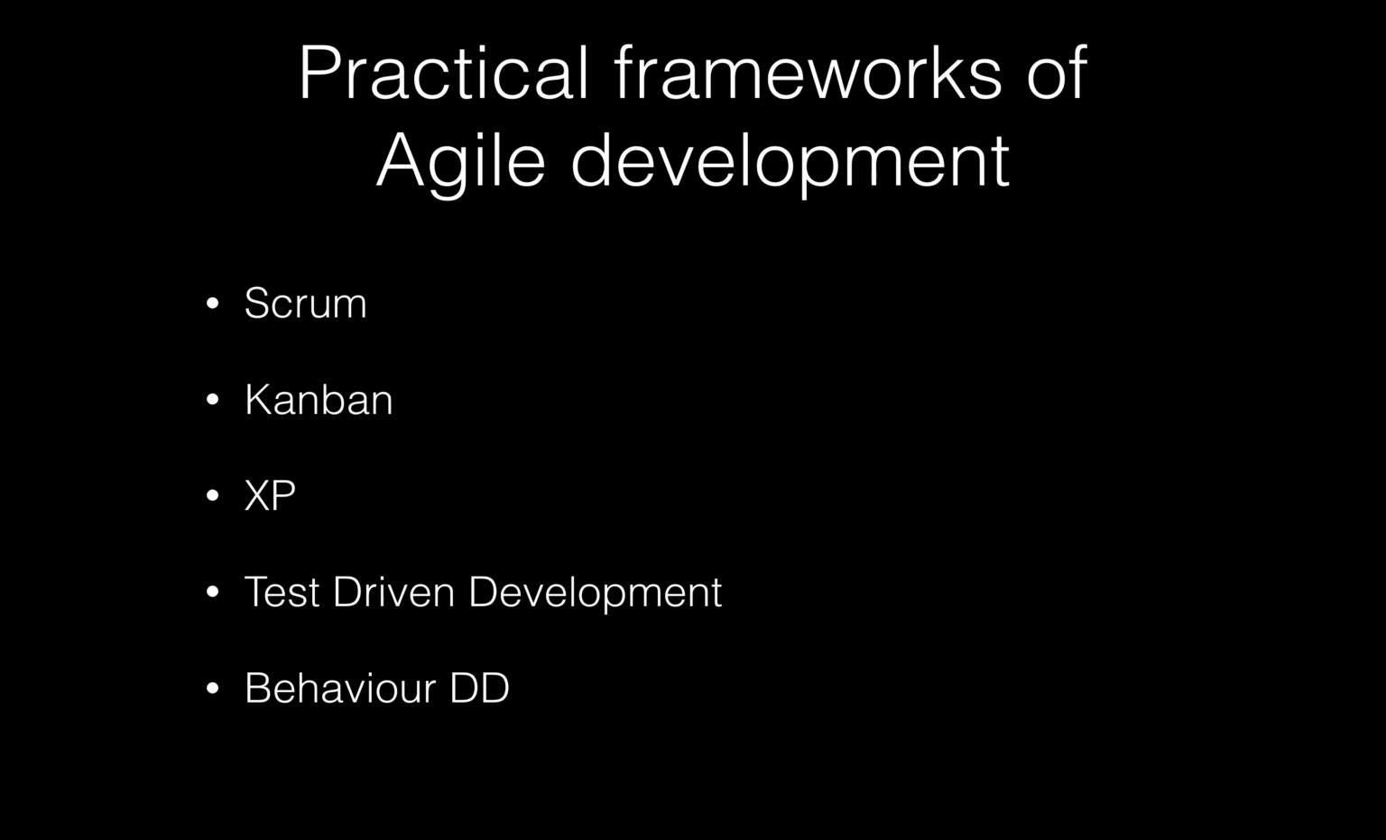So Agile is the thought process, it is a mindset, and then there are specific practical implementations of that mindset. One of which is Scrum. Kanban is another one. XP, or extreme programming, is another one. Test-driven development is another one. Pair programming is another part of it. Behavior-driven development is another one. So there are a lot of practical implementations of Agile.